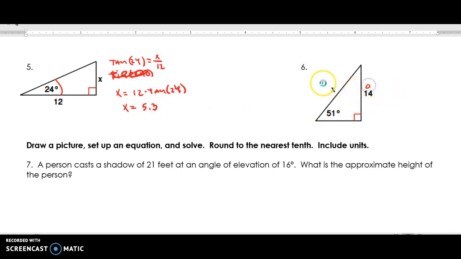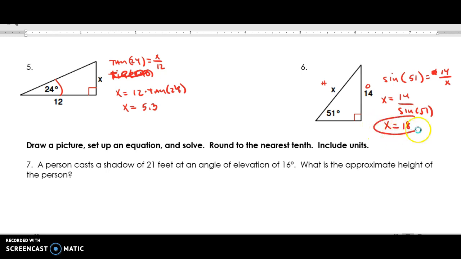Over here, we're given opposite and hypotenuse. So we're going to use the sine of 51 degrees is equal to, this would be opposite 14 over hypotenuse x. Remember, if x is in the denominator, we divide to find the side length. So 14 divided by the sine of 51 degrees, and you get that length would be about 18 units long.